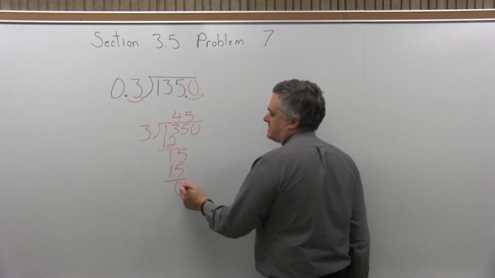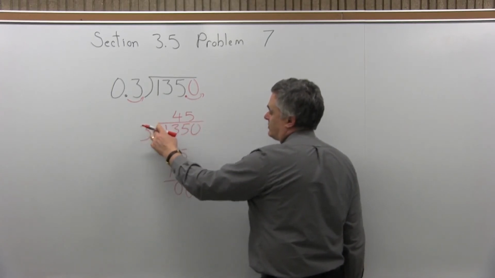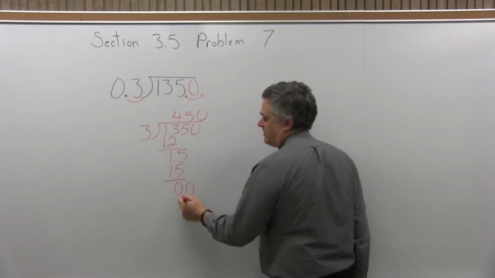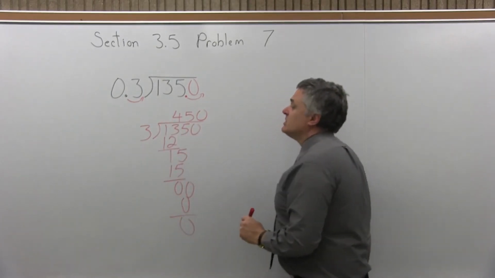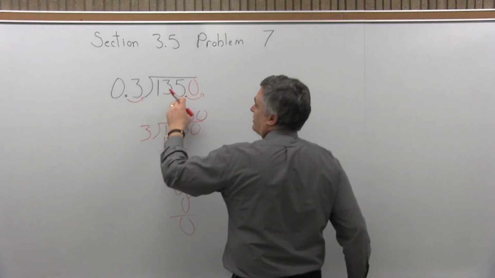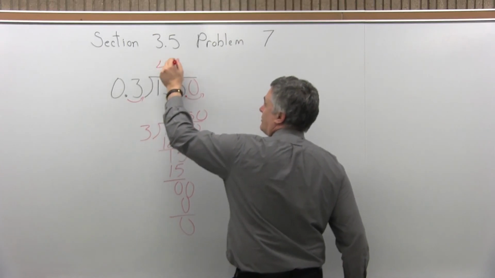The next 0 comes down. There's no decimal, so we have to continue this division. 3 fits into 0, well, 0 times. 0 times 3 is 0. Goes in nice and even. So the answer is 450. 135 divided by 0.3 is 450.